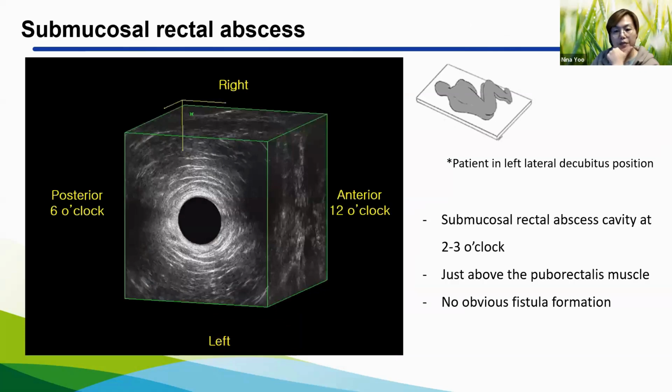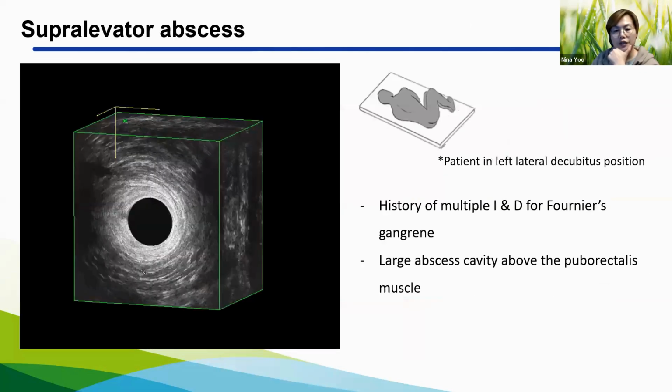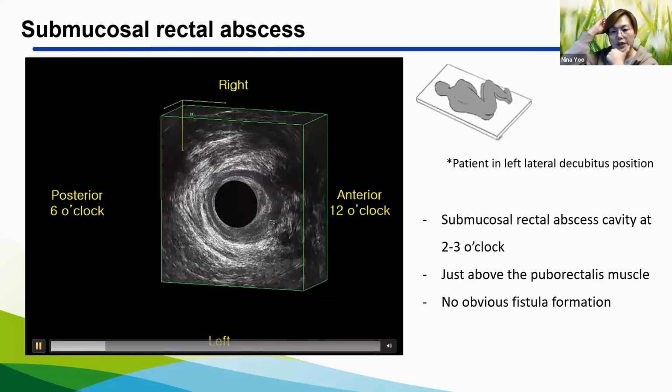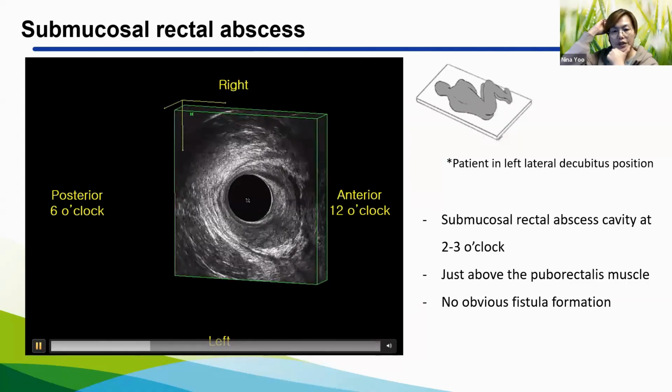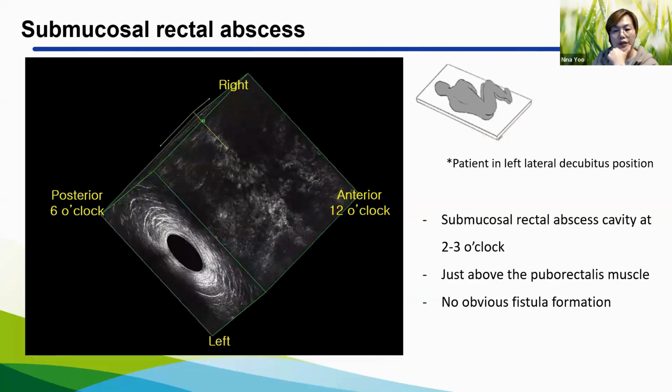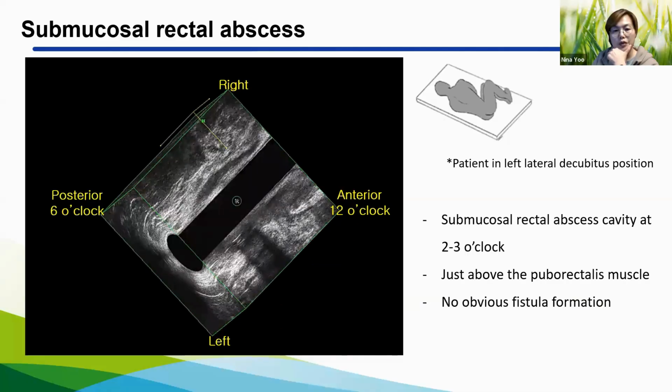Now, sometimes the abscess can occur in the submucosa of the distal rectum. You can see the oval-shaped abscess cavity at 2 to 3 o'clock in direction in the submucosa of the distal rectum here.